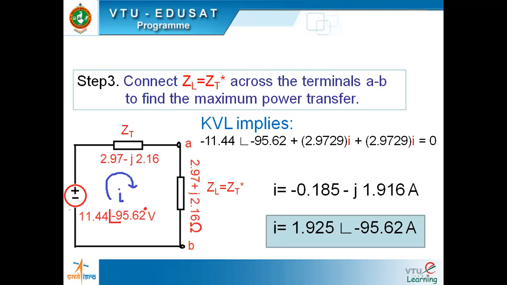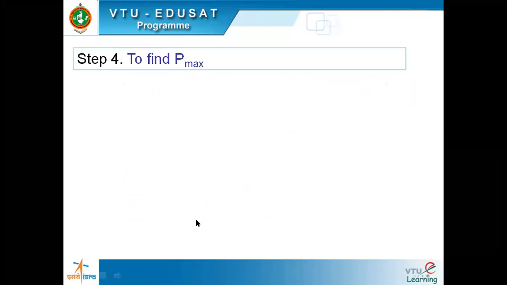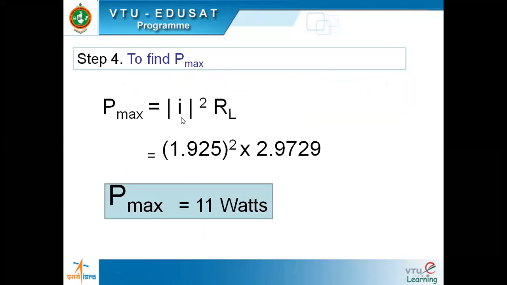So this is how we do this. What was asked? What is the ZL that needs to be connected for maximum power transfer? For maximum power transfer, the ZL has to be ZT conjugate, which is this. And after finding the load for maximum power transfer, what is the maximum power? It is I squared RL. What is I? Magnitude I is this. What is the load? It is this, 11 watts.